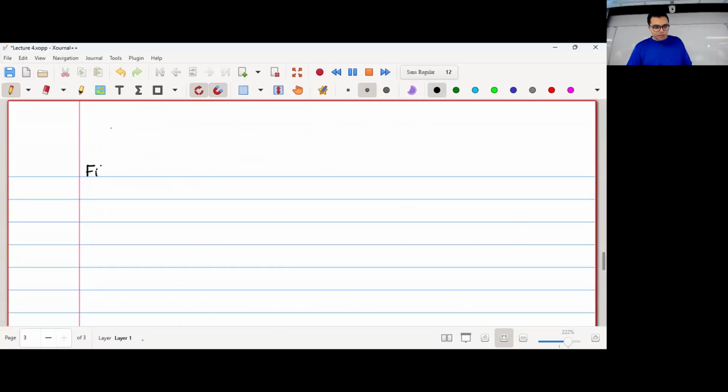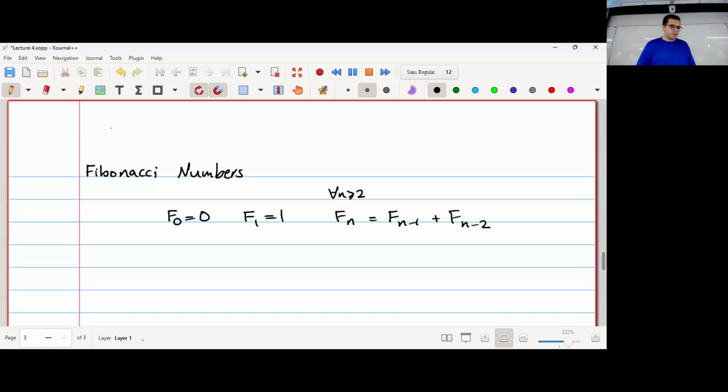And the Fibonacci numbers are basically a sequence of numbers that we define like this. We say that F0 is 0, F1 is 1, and then for every n greater than or equal to 2, F(n) is equal to F(n-1) plus F(n-2). Okay.